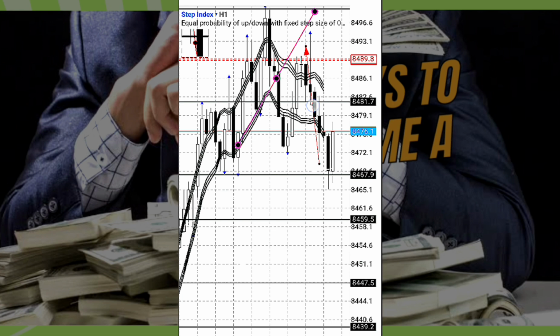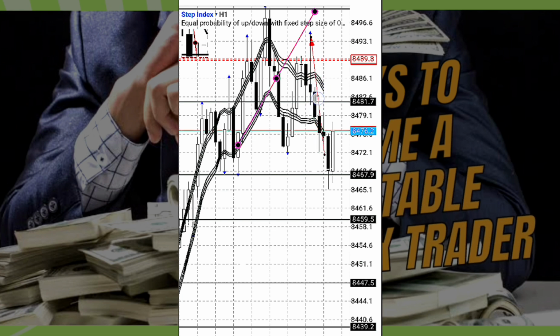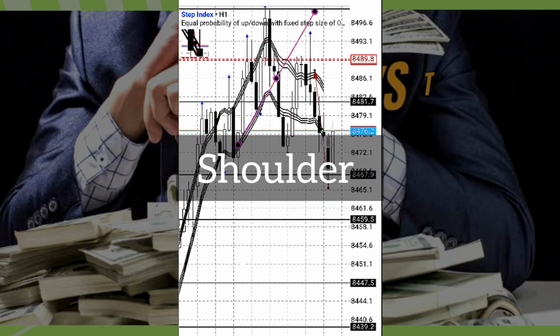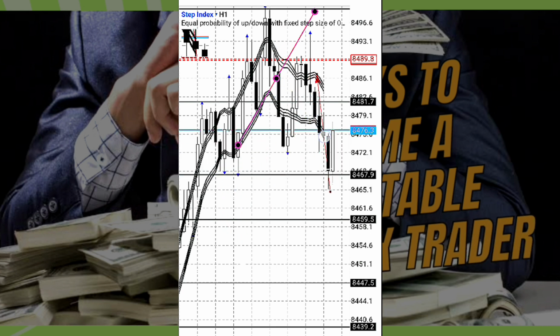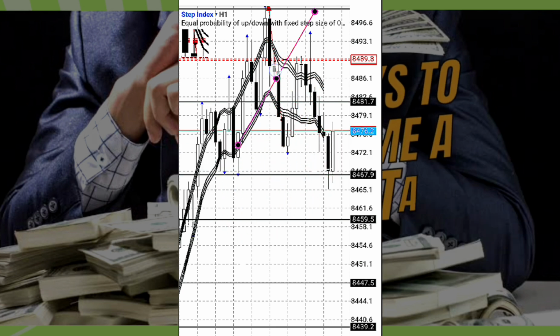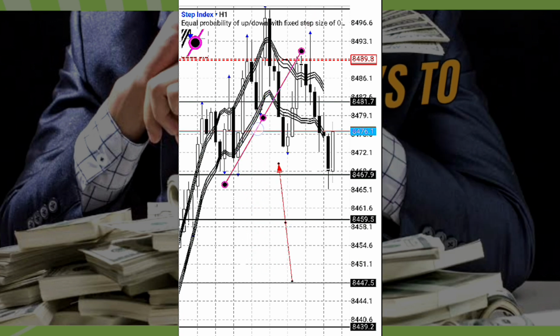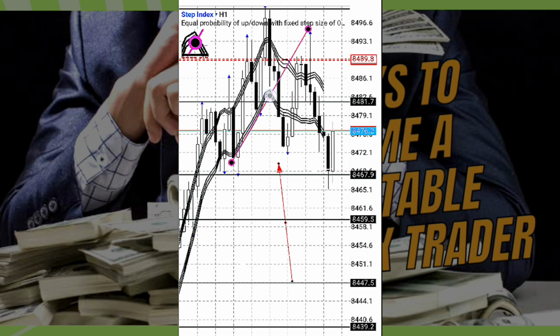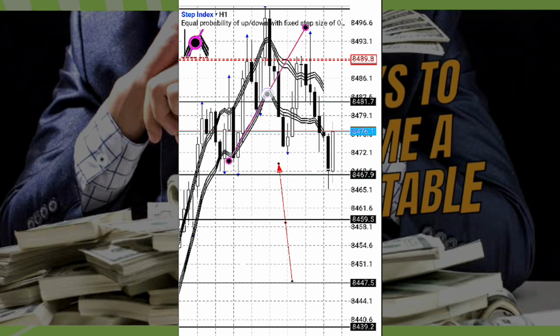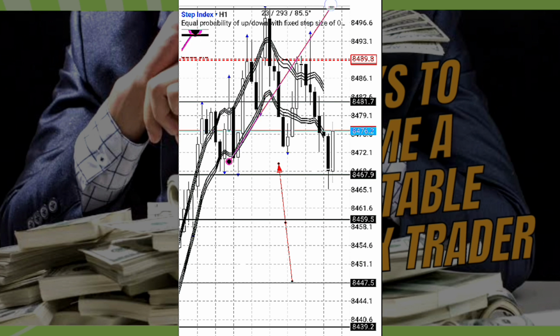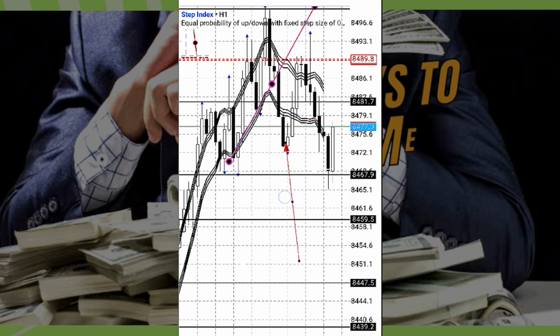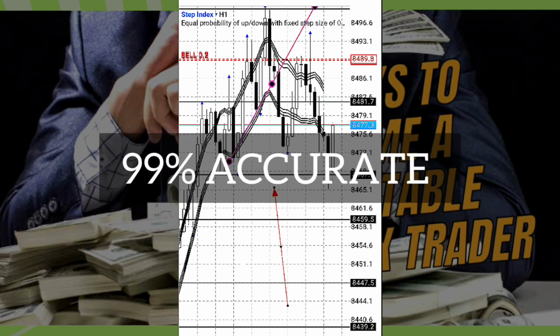I saw it on H1, and look at it when it started coming down. This is my shoulder, this is my head, shoulder, head and shoulders. All you need to do is wait for your next shoulder, then draw the line and follow this pattern that the indicator has given, because it's a structure. I'm the creator of this indicator, and I have been using it and it has been 99% accurate.